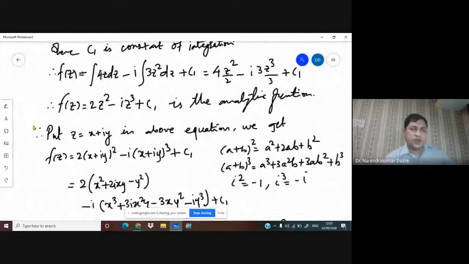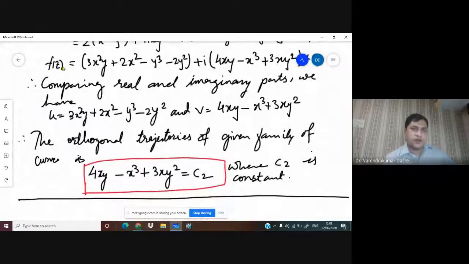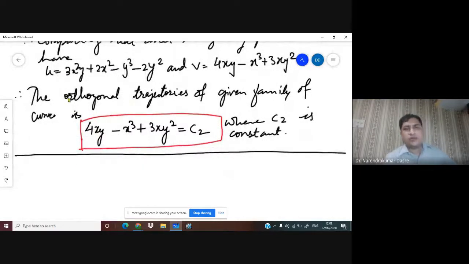So this was the given family and we used it, and then we calculated the analytic function using the Milne-Thomson method, and then we separated the real and imaginary parts, and after that we equated the remaining part, the v, with the constant to form the family of curves. And once we know the family of curves, then we know that this family is the orthogonal trajectories of the given family of curves.